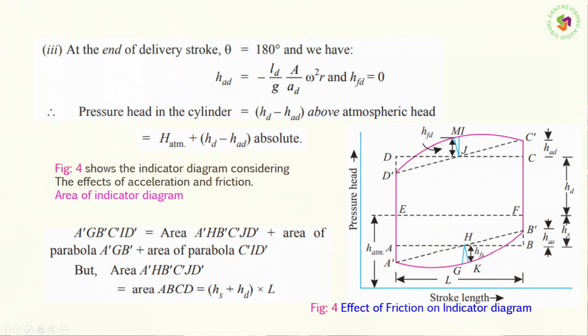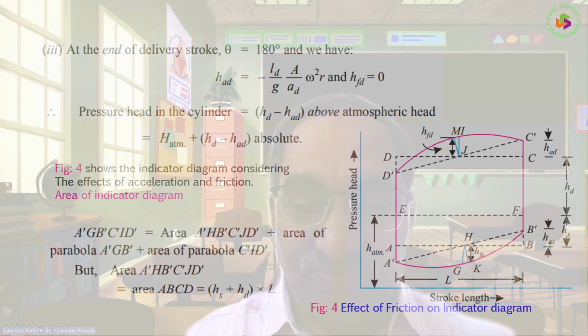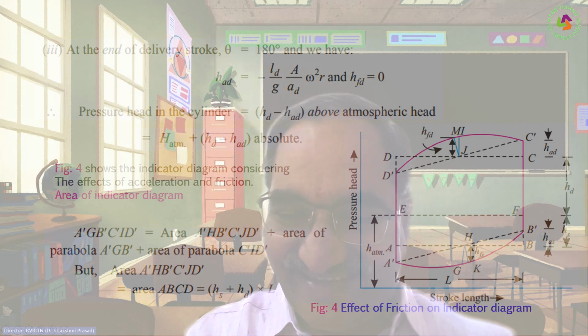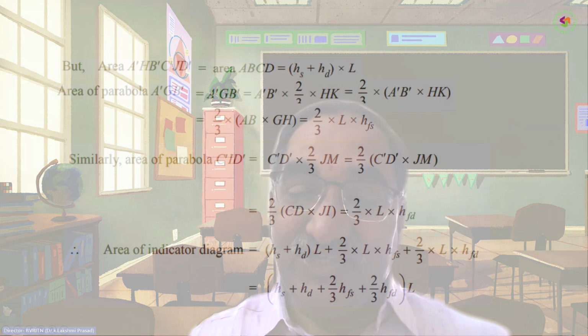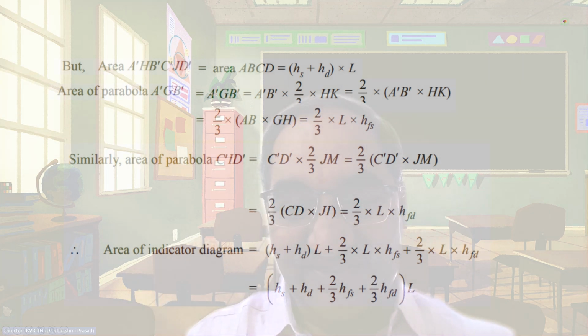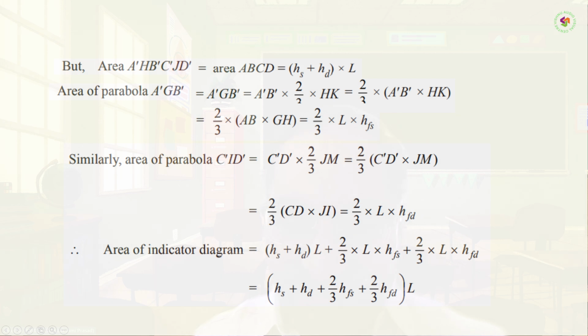So first we have done the general case without having anything, just suction head, delivery head. That is the first case. Then we have superimposed the acceleration pressure head. That is number two. Then third, on the first one, we superimposed friction loss. So 1 plus 3, that is the third thing.